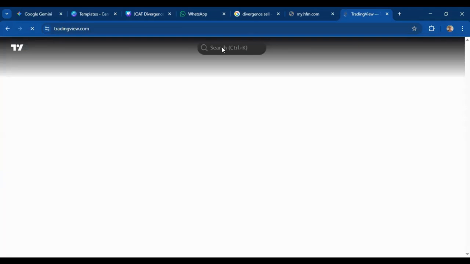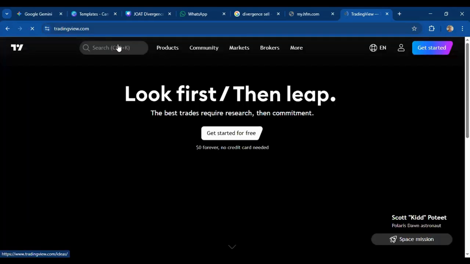So we can look at the market of GBP USD on TradingView. Don't know why this is not loading.